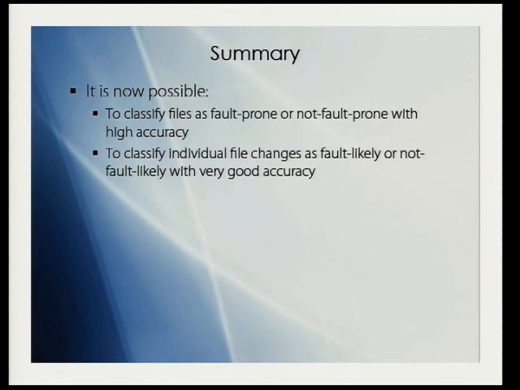All right, thanks, Sung. So the high-level summary of the talk is that it's now possible to classify files as fault-prone or not fault-prone with very high accuracy. The results that we got across many different open source projects showed that very consistently we were able to do this. And the other result is that it's now possible to classify an individual file-level change, where on average 20 lines of code have changed, as likely to have a fault or not likely to have a fault. This can be done with not stellar accuracy, but still very good accuracy. Probably enough accuracy that developers might pay attention.